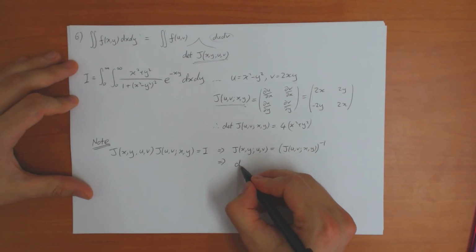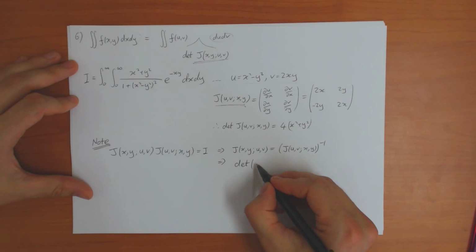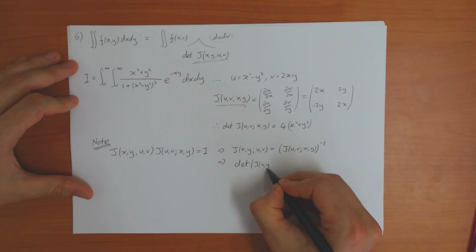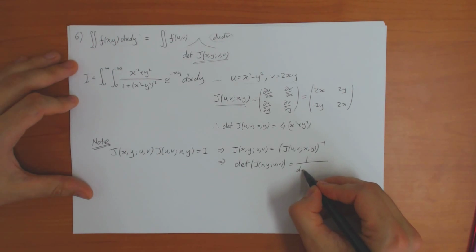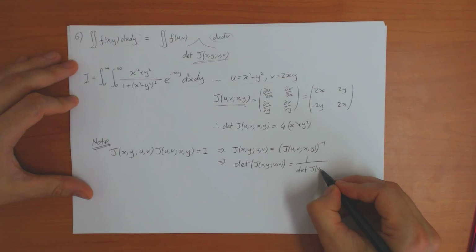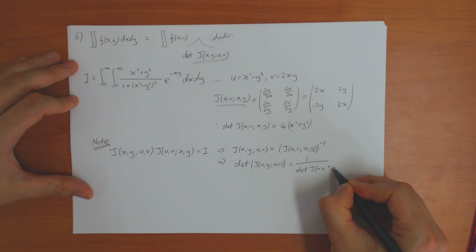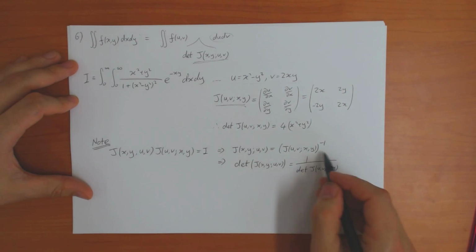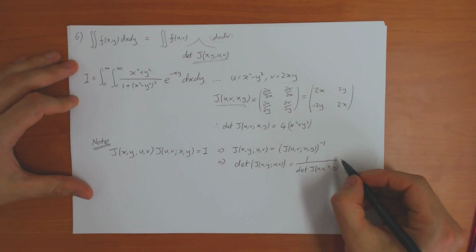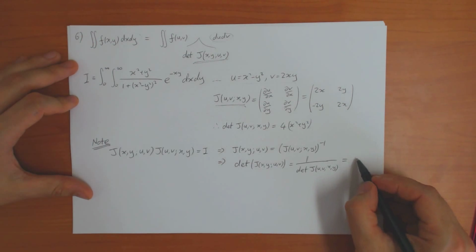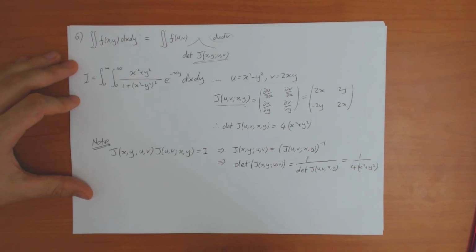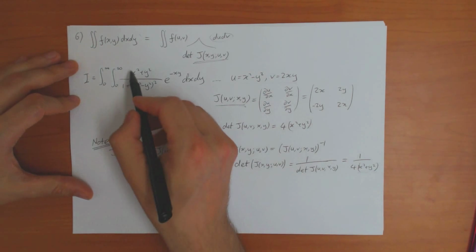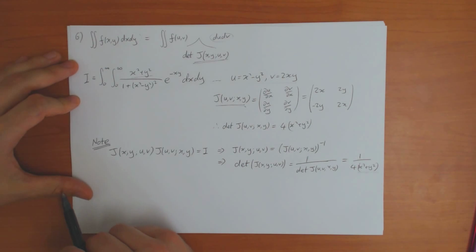And we know a nice formula about the determinants then. The determinant of J xy uv is equal to 1 over the determinant of J uv xy. And this is the theorem we proved: the inverse matrix has 1 over the determinant. We've calculated the determinant, so this is 1 over 4 times (x squared plus y squared). Okay, and that's good because you notice x squared plus y squared is going to cancel this one up here. So that already shows we're on the right track.